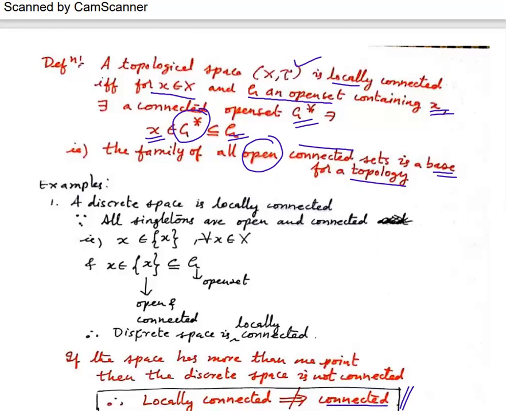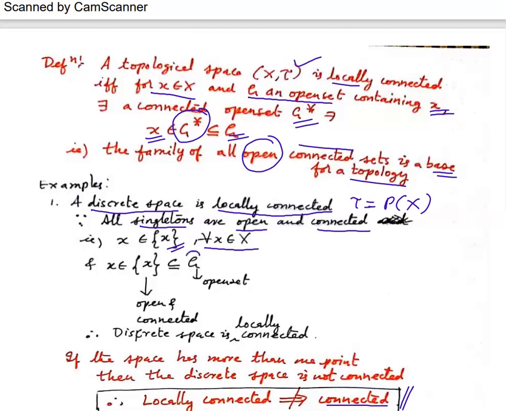For example, let us consider a discrete space. We'll prove the discrete space is locally connected. So what is a discrete space? Our tau is nothing but P of X. All the subsets of X are open, so all singletons are also open. And we know that singletons are connected. So any point x belongs to the singleton {x}, for every x belonging to capital X.